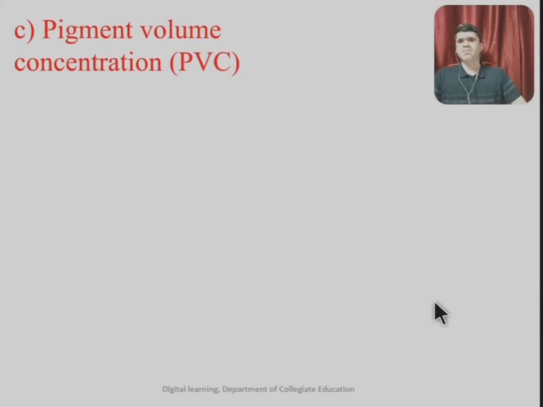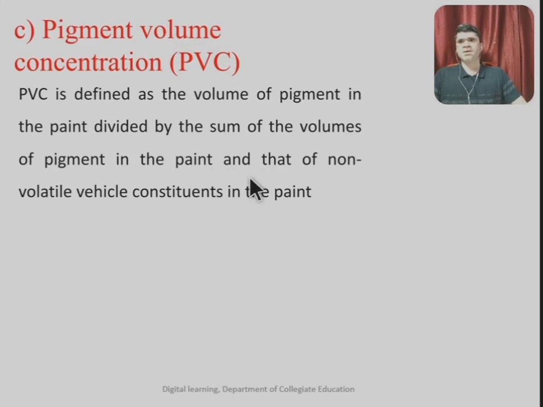So next we will move to pigment volume concentration, in short PVC. PVC is defined as the volume of pigment in the paint divided by the sum of volumes of pigment in the paint and that of non-volatile vehicle constituent in the paint. That means it is the fraction of volume of pigment compared to the total volume of the paint.